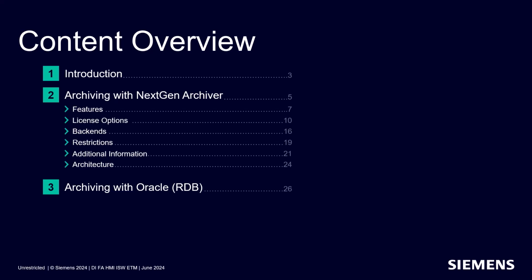We will compare different database backends like InfluxDB, PostgreSQL, and Microsoft SQL Server, and address the restrictions and additional information related to NGA. At the end of this chapter, we will explain the architecture of NGA, detailing how its components ensure efficient and secure data management. We will then wrap up the presentation by sharing some additional information on the topic of archiving with Oracle.